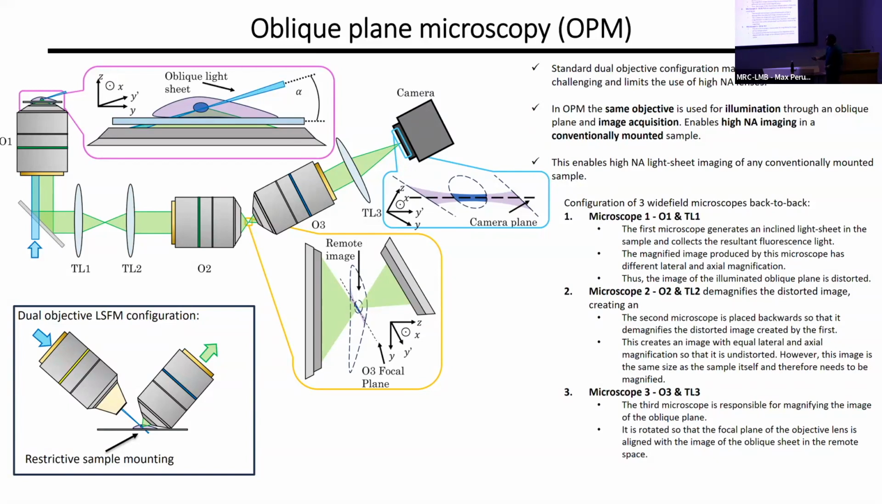And so to solve this, basically this oblique plane microscopy was created. The idea is that you have one objective here, and that objective is acquiring this image with a specific angle, and this image is kind of distorted. And then you have another objective here that's producing an image from the image that this one produced. And then you have this remote image over here, and it's also demagnifying it. So you basically have an inverse of whatever you have here with the same size of the original sample.